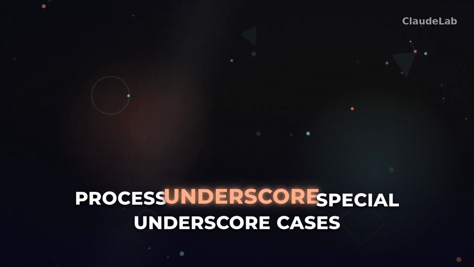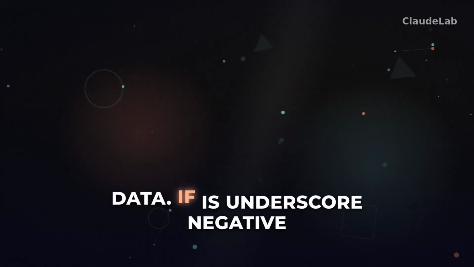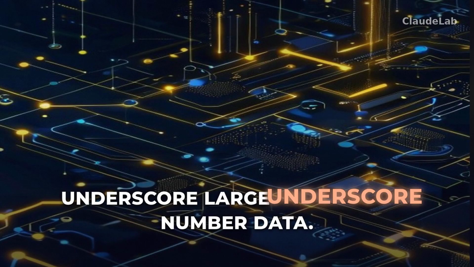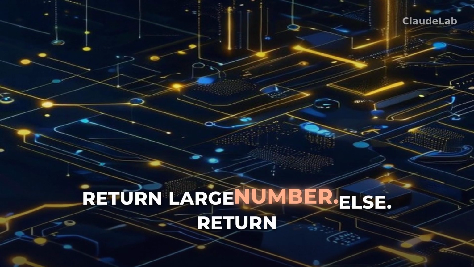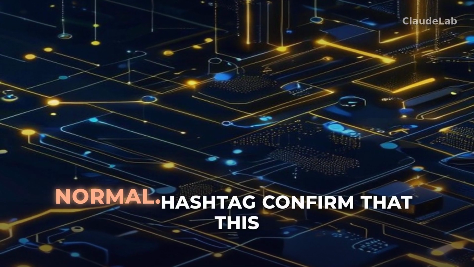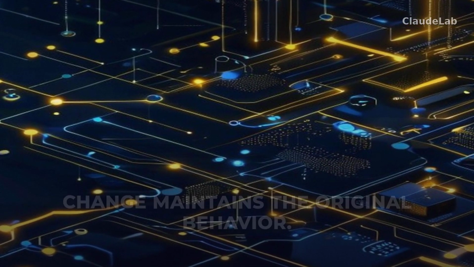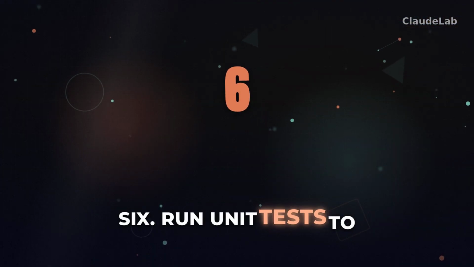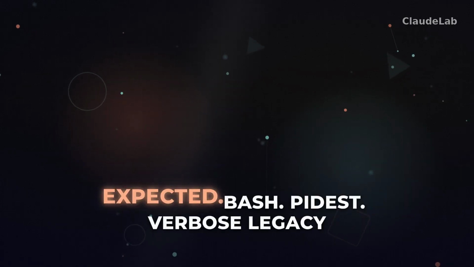def process_special_cases(data): if is_negative(data): return negative, elif is_large_number(data): return large number, else, return normal. # Confirm that this change maintains the original behavior. 6. Run unit tests to ensure everything still works as expected.